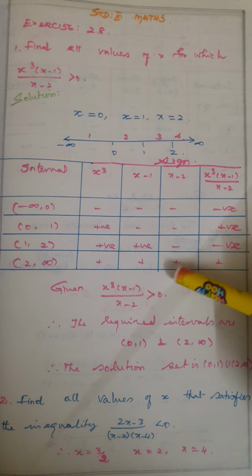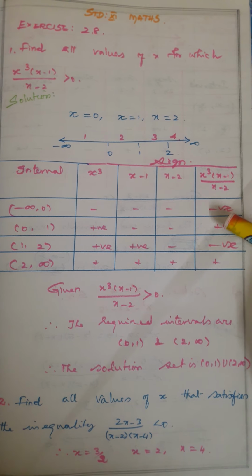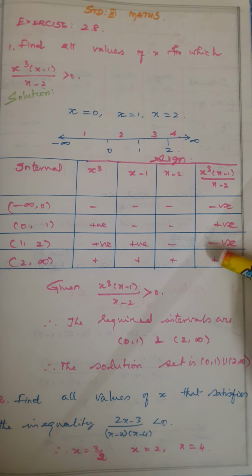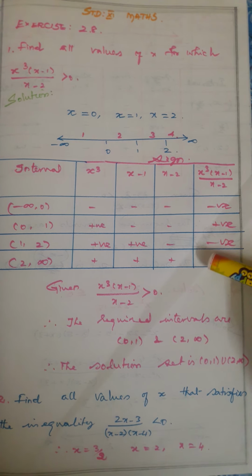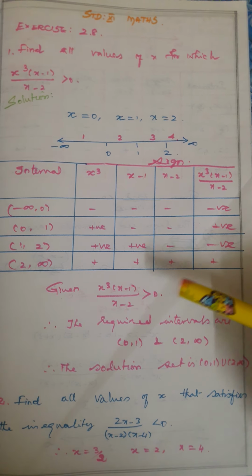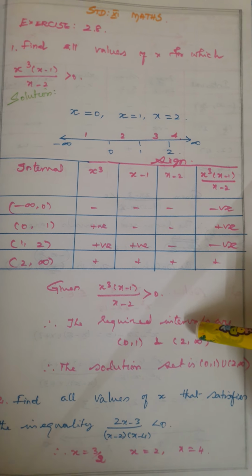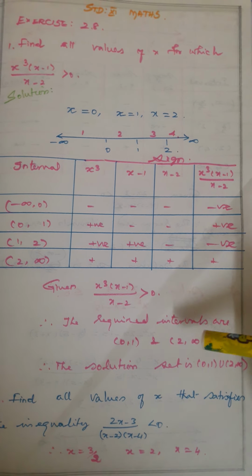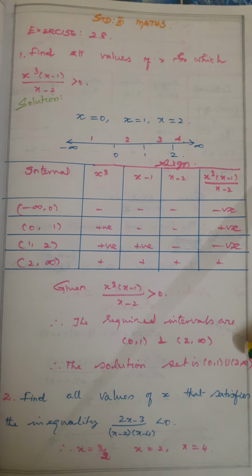Now we come to the conclusion. We need greater than 0. Greater than 0 means it is positive. Here also it is positive. So only these two intervals are acceptable for your inequality. Therefore the required intervals are (0, 1) and (2, infinity). The solution set is given by (0, 1) union (2, infinity).